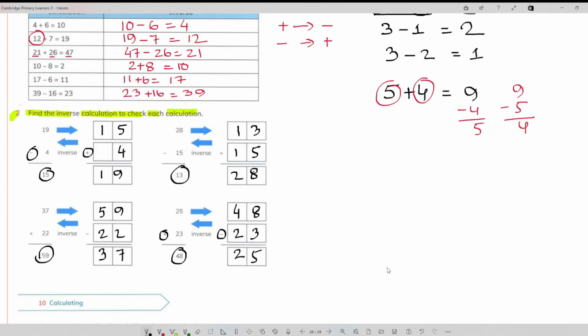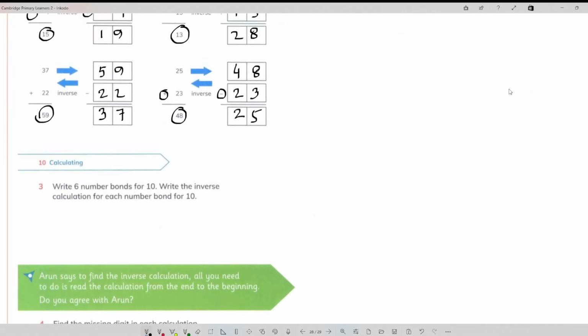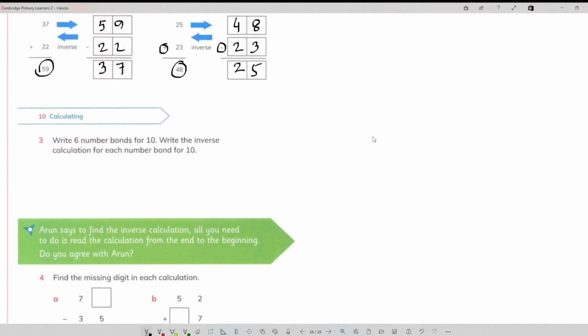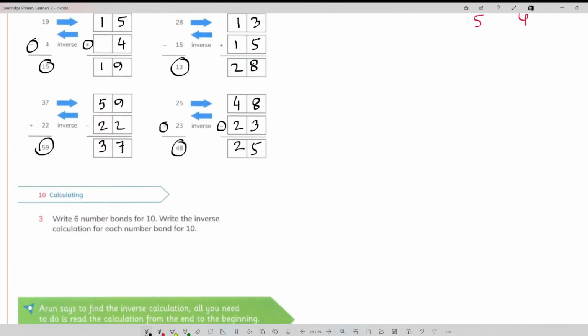Okay, so very simple, no need to worry too much. Dear parents, please just do more practice for your child. Practice makes perfect. So number 2 is done. In this video we are trying to solve at least 4 questions, which is 1, 2, 3, 4. Now the next one: write 6 number bonds for 10. Write the inverse calculation for each number bond for 10.